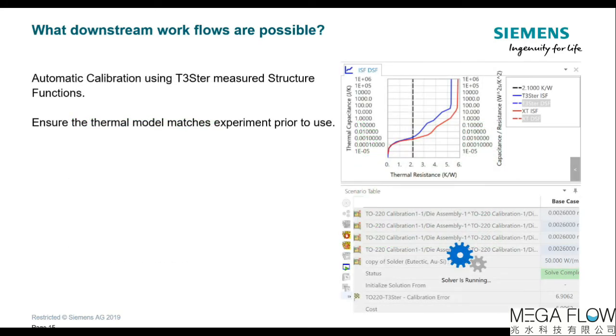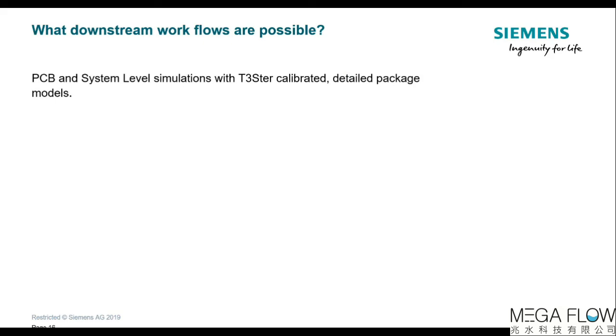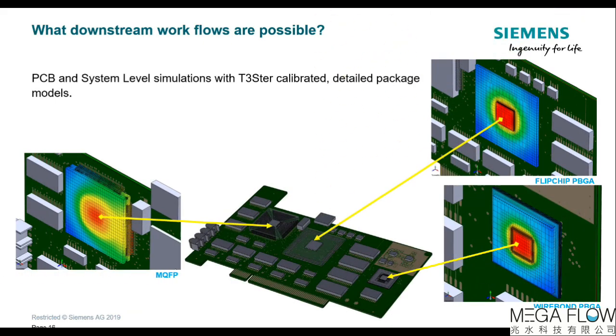To increase the accuracy of such models, for example, where particular dimensions may have been applied without precise measurement first, it is possible to use the automatic calibration feature to match the model to a measured structure function obtained from Trista. This feature makes alterations to selected inputs and runs simulations to automatically match the simulated and experimental structure functions. This ensures any simulation results will be as close to reality as possible. A combination of the previous two slides ensures that we can carry out accurate PCB and system level simulation using our Trista calibrated detailed package models.